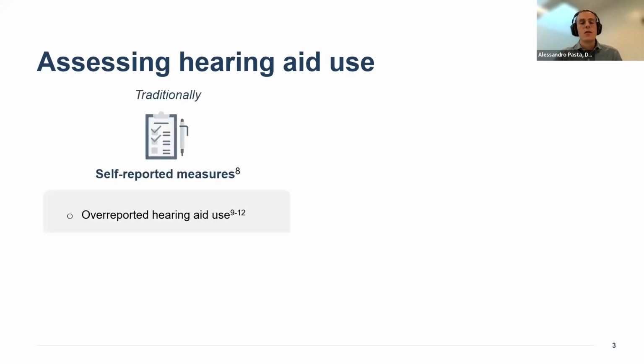And there have been a lot of studies in the past assessing how much hearing aids have been used. And this has mainly been done through self-reported measures, such as interviews or surveys or diaries. However, there are studies that show that these self-reported measures tend to lead to inaccurate and over-reported hearing aid use.